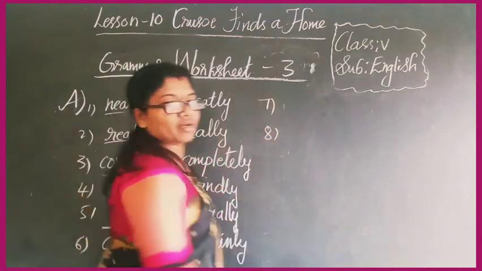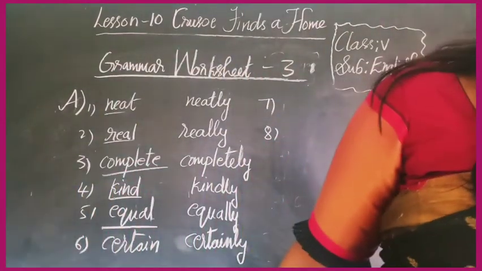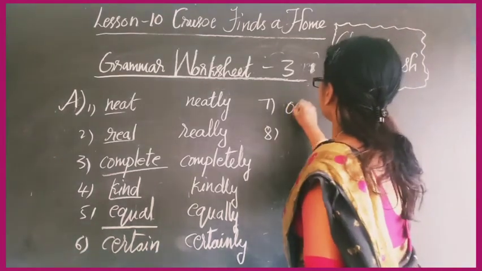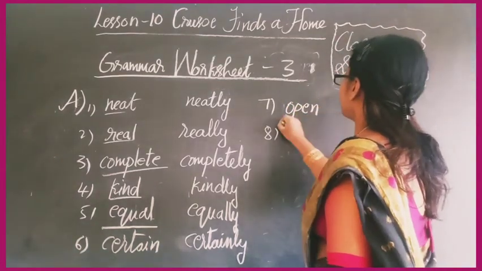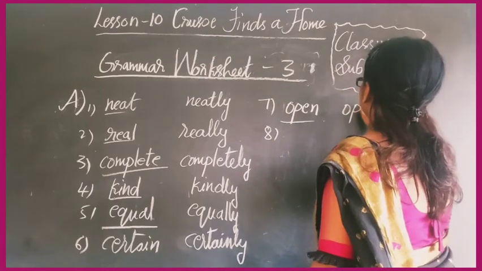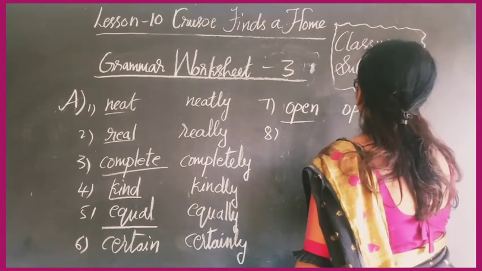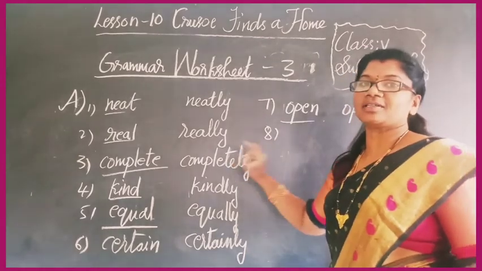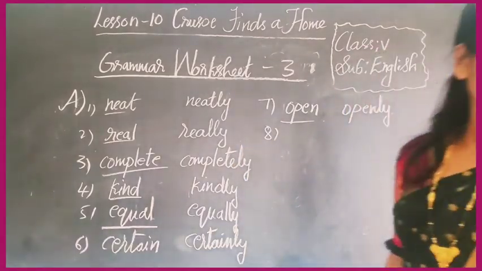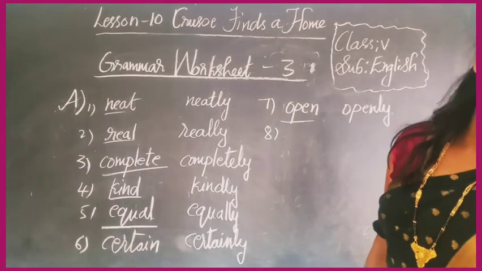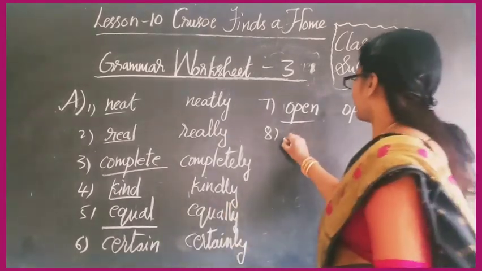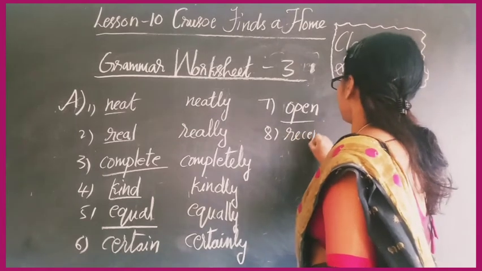Seventh and eighth one. Seventh one is: Let us discuss the problems open in the meeting. No, openly in the meeting. How should we discuss? Openly. Openly is describing the verb discuss. Now, eighth one: somebody said that this shop has opened recent. You know that we should use recently.